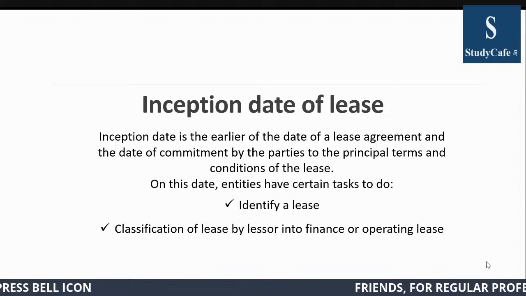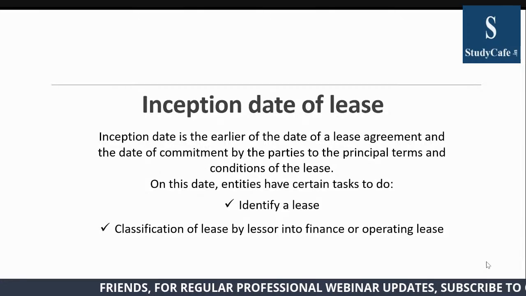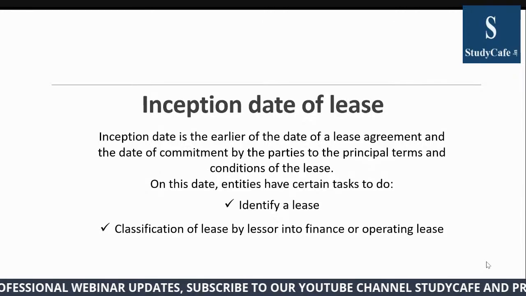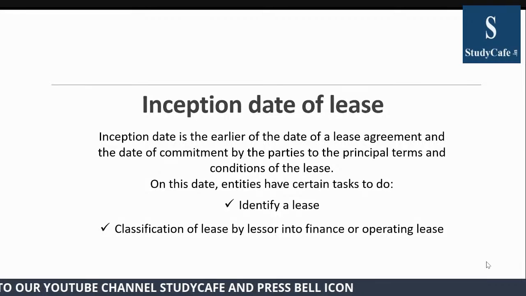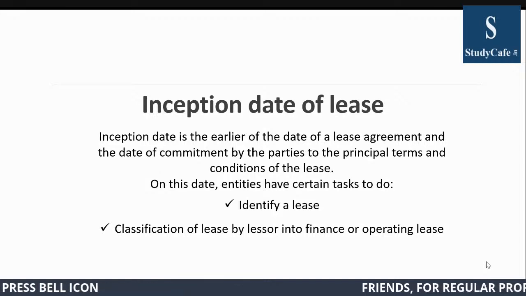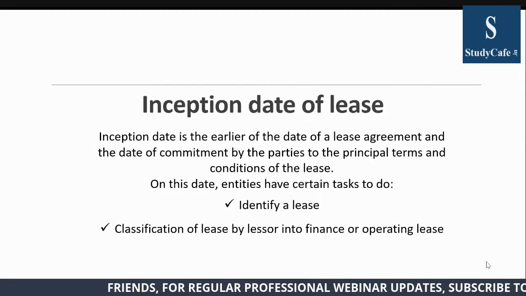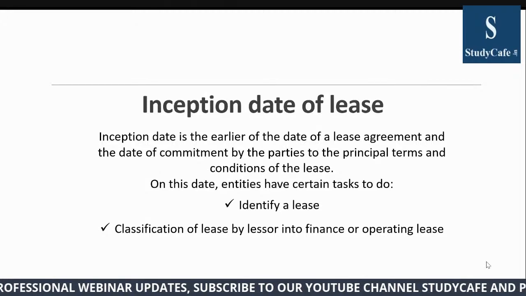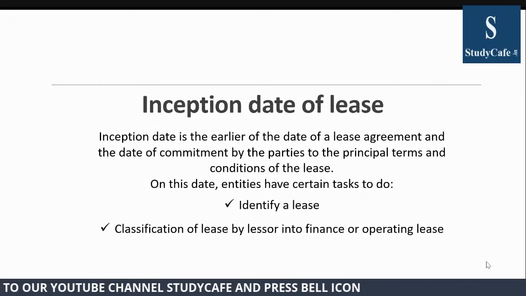The second thing that entities are required to do is classification. Now remember, this classification needs to be done only by the lessor, because there has been no change in the accounting for leases by the lessor, but the classification of leases by the lessee has been discarded. They are not required to classify leases anymore. So this classification into finance or operating lease is required to be done only by the lessor. And the lessor will do this assessment on the inception date, the date on which the principal terms and conditions of the lease are agreed by the parties.